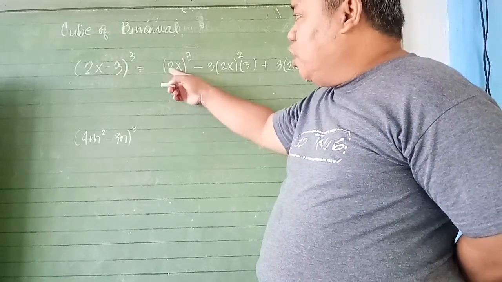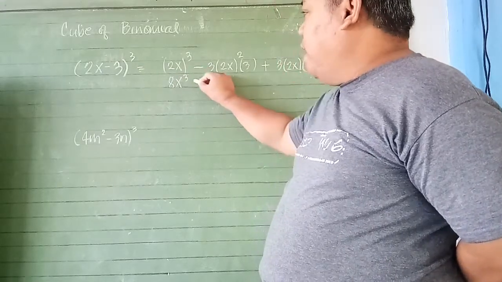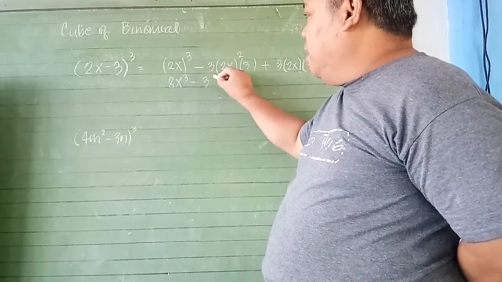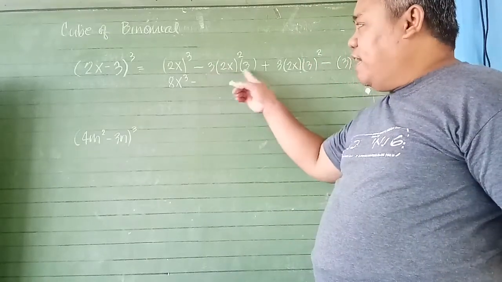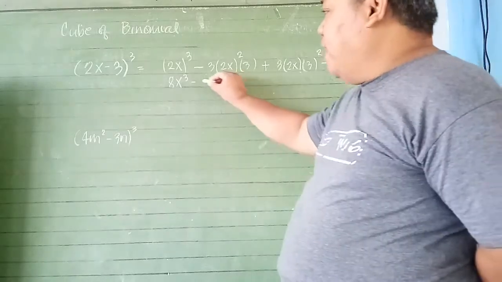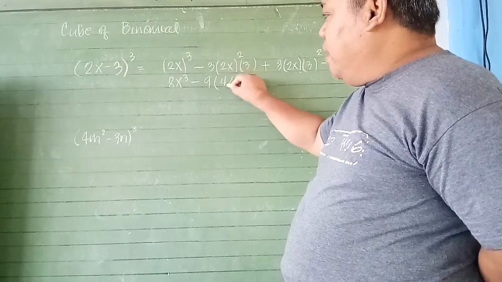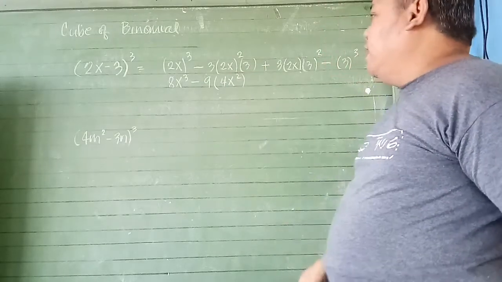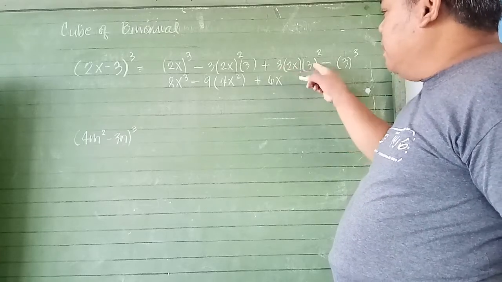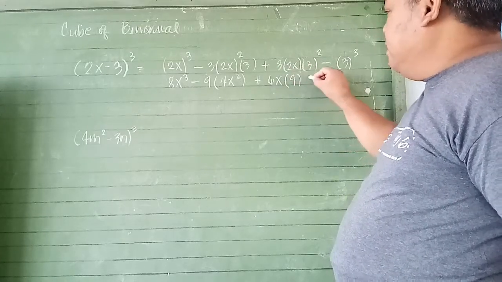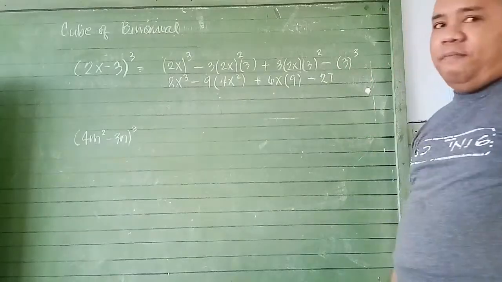This is, cube of 2 is 8 x cubed, then minus 3. Ang technique dito, yung walang square, yun ang i-multiply mo agad. Ito, tsaka yan. So that is negative 9, minus 9. Then solve this, 4x squared, then plus 6x. Then solve this is 9.